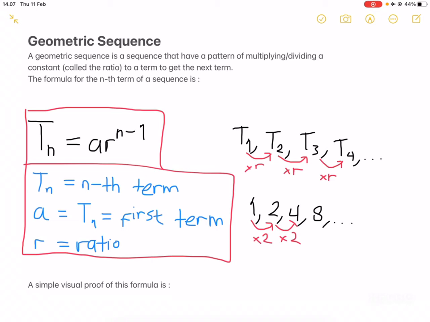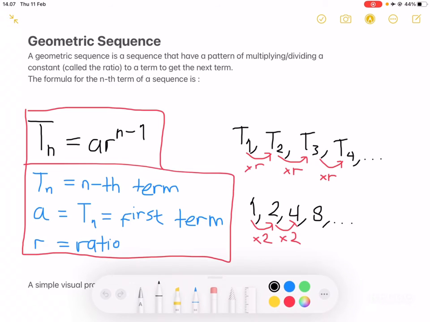Today we're going to look at the sequel of arithmetic sequences, geometric sequences. So a geometric sequence is a sequence that has a pattern of multiplying or dividing by a constant, and that constant is usually called the ratio, symbolized by the variable r. So basically, for example, you have a term, you multiply by the ratio to get the next term, and then multiply by the ratio to get the next term, and then you can just do that all over again.